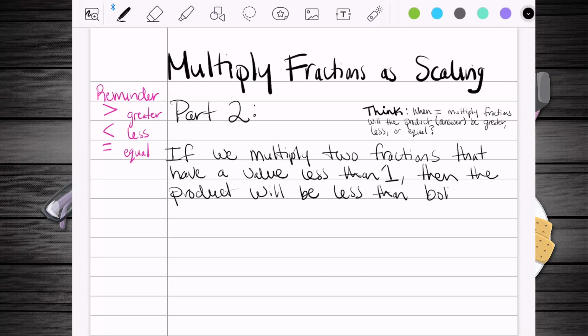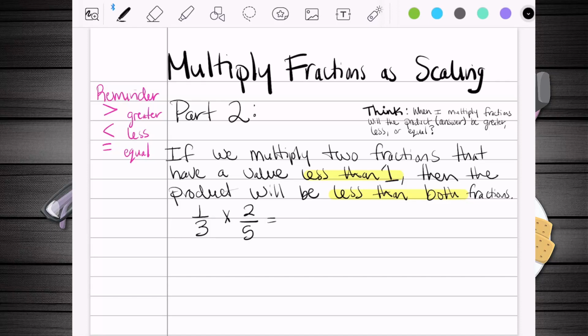Now, the reason why we're learning this is so that we can estimate answers before we start. When we multiply fractions as scaling, we're checking for reasonableness. We talk about reasonableness a lot, and this will help us understand whether our answers make sense. So I'm highlighting less than 1.